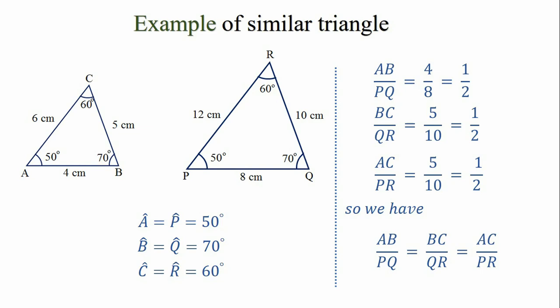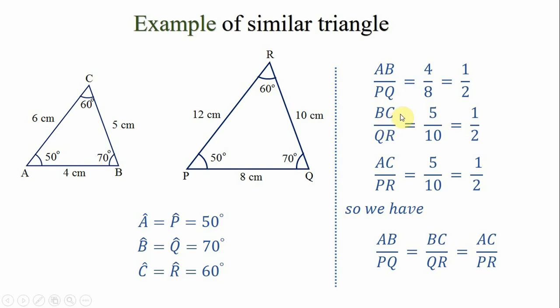Now we are going to check the ratio of corresponding sides. A corresponds to P, B corresponds to Q, and C corresponds to R. So side AB corresponds to side PQ, side BC corresponds to side QR, and side AC corresponds to side PR. AB and PQ are corresponding sides and their ratio is: the length of AB is 4 and the length of PQ is 8. Simplify the ratio, then we have 1:2.